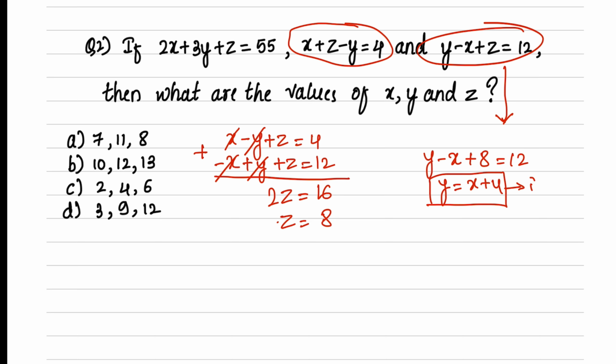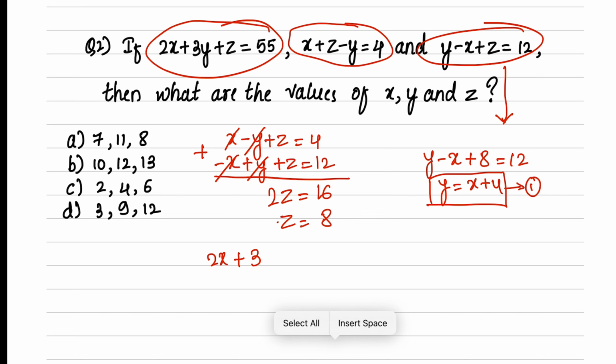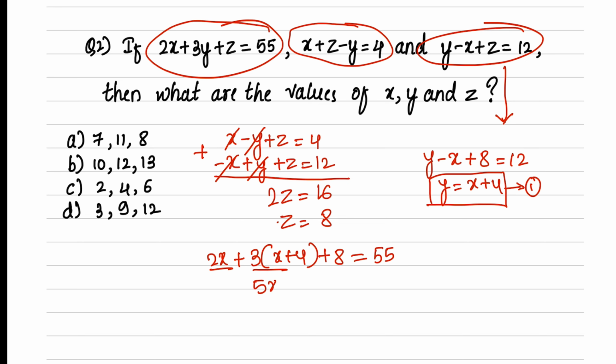Now this one you substitute in equation 1. 2x plus 3y means 2x plus 3 into x plus 4, plus 8, equal to 55. Now see here 2x plus 3x equal to 5x, plus 3 4s are 12, 12 plus 8 will be 20, equal to 55. And finally x will be, see 20 if it goes here, 55 minus 20 will be 35. 35 by 5 will be 7. So x equal to 7.